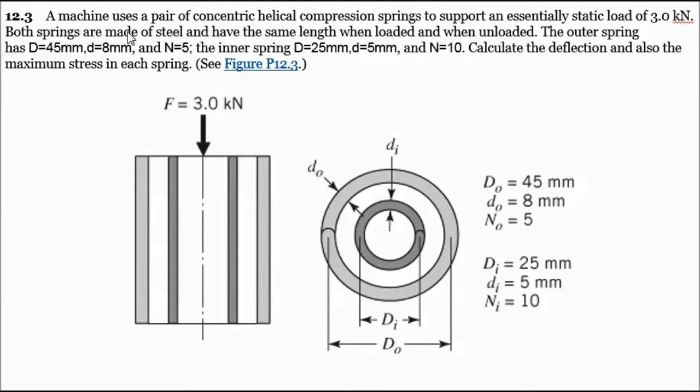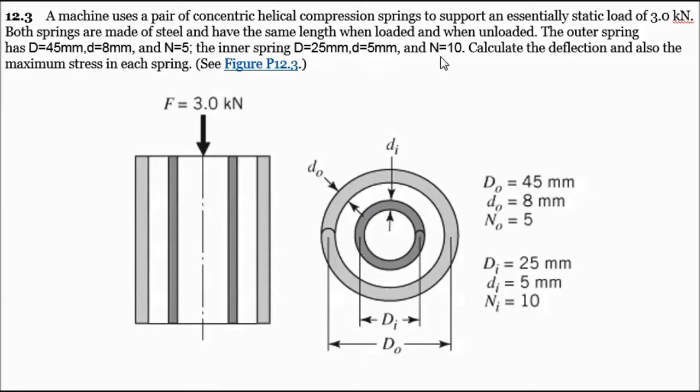Both of these springs are going to be made of steel, and they're going to have the same length when they're loaded versus when they're unloaded. So we know when we load this down, it's going to deflect the same amount in the outer as the inner spring. Now, the outer spring is going to have a capital D of 45 millimeters, which is the outer coil diameter. Our diameter of the wire for the outer is going to be 8 millimeters, and our N is going to be 5, where N is the number of active coils.